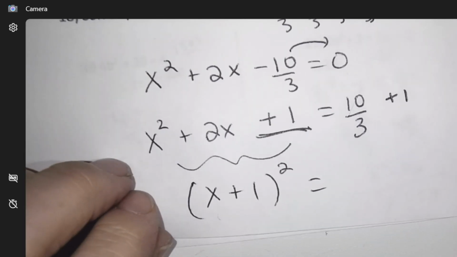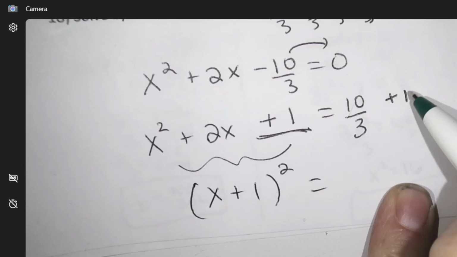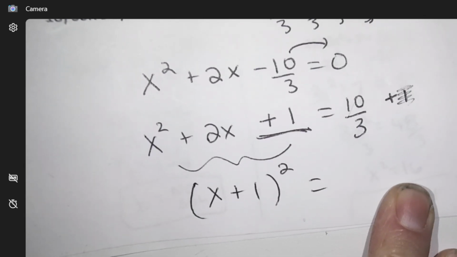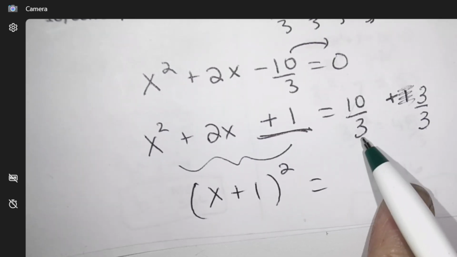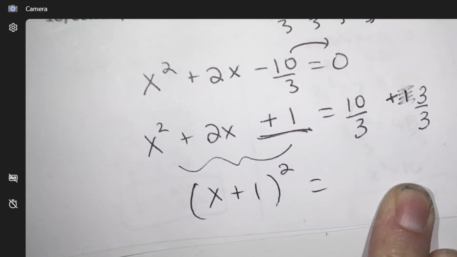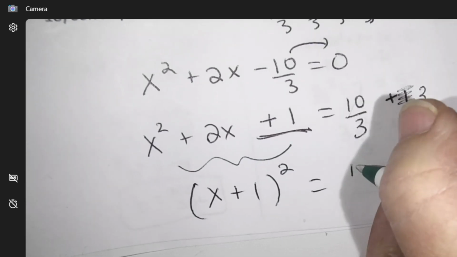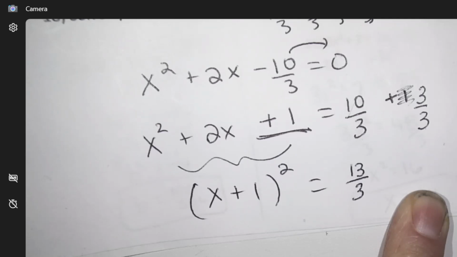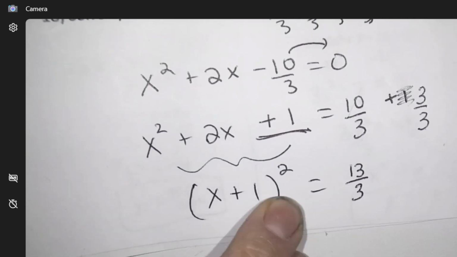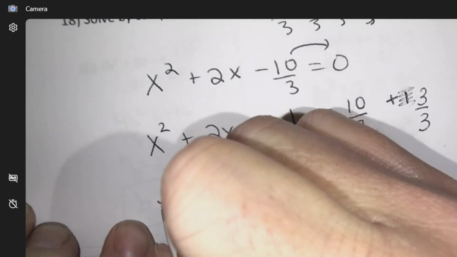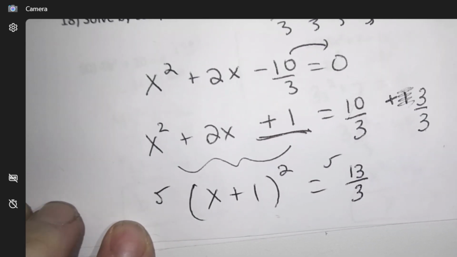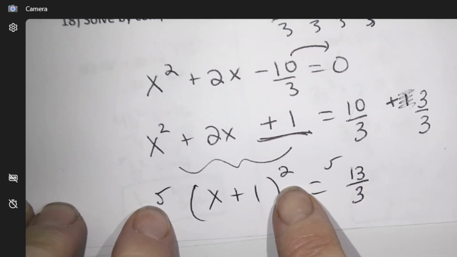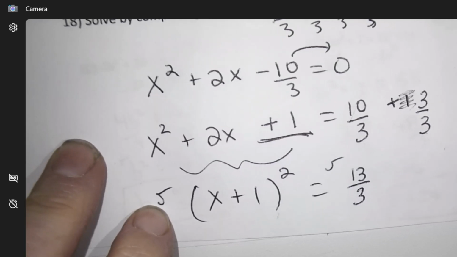Here, I'm going to add fractions. So I'm going to change 1 to be a 3 over 3. Does that make sense why I'm doing that? Because this had a bottom of 3, so I'd like to also have a bottom of 3. Okay, now I'm going to square root both sides. This is nice. The square root and square are just disappearing. So x plus 1.